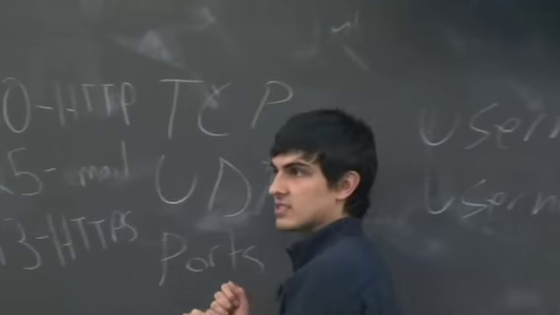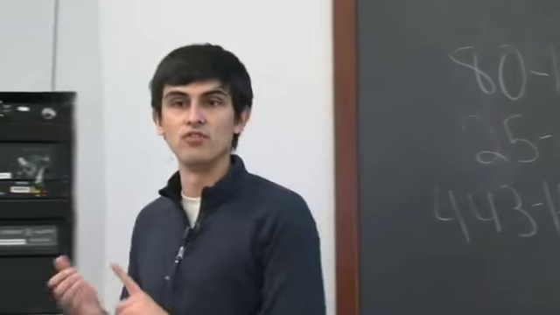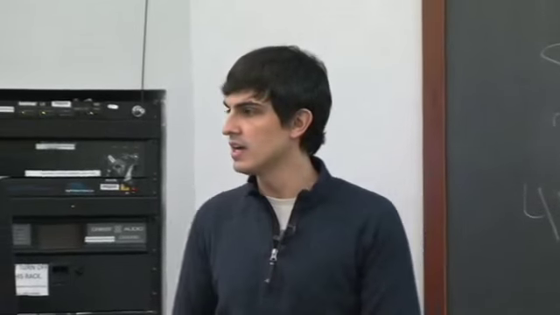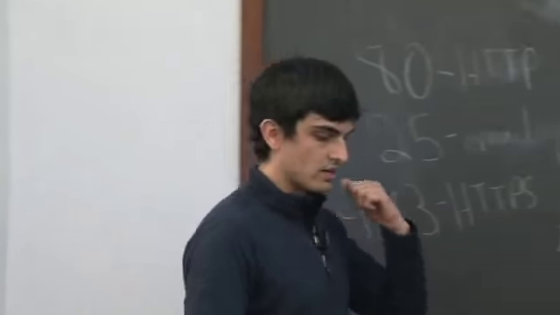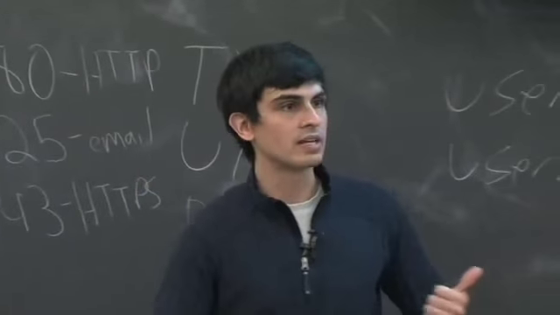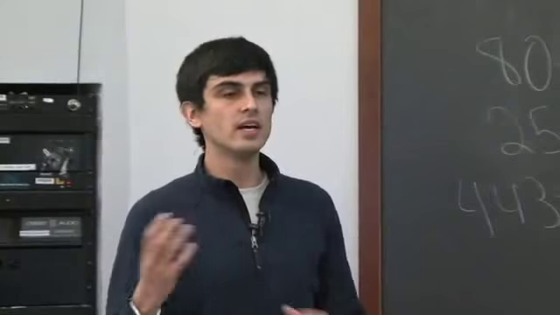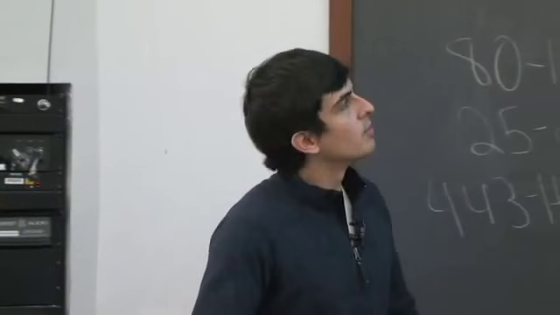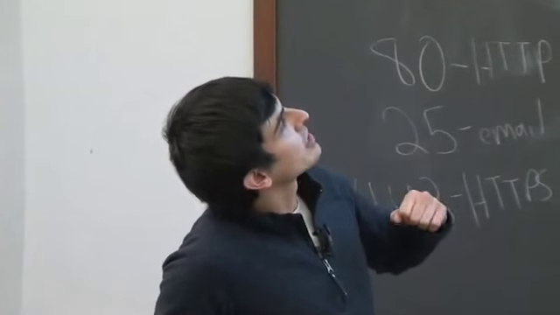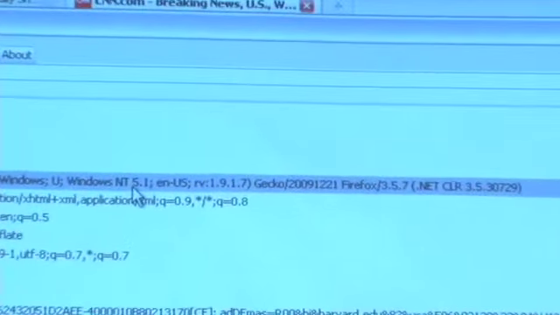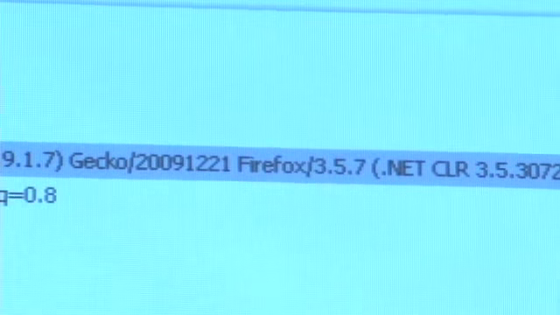Specifically, it's telling it that it's a Windows machine. It's telling it the version of Windows that I'm using. It's telling it that I'm in the United States and that my language is English. And that's actually pretty useful because web pages might be able to respond with different languages depending on the country that you're in. But still, it's obviously sending along some extra data. Additionally, it's telling the web server what kind of web browser I'm using as well. In this case, it's telling it very specifically that I'm using Firefox 3.5.7.